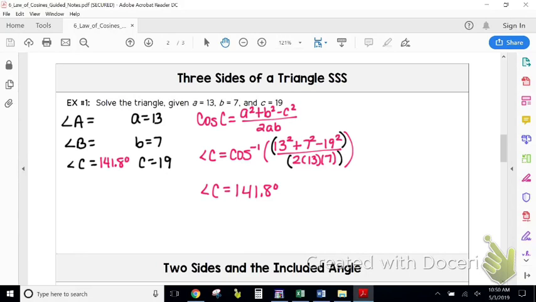So now what do you want to find? Angle A or angle B? Angle B. Alright, angle B, how do you want to find it? Can I use my law of sines now? Yes, I can. I know an angle and the side across from it, and I also know my largest angle, so now law of sines is allowed. So we can take sine of 141.8 over 19 equals sine of B over 7. So, cross multiply and divide. Remember, we're after an angle, so we're going to take the inverse sine.